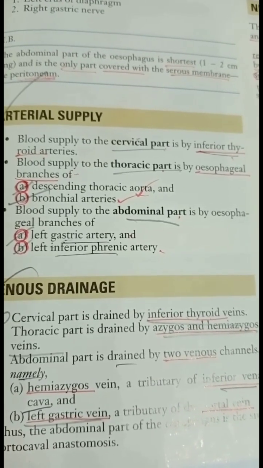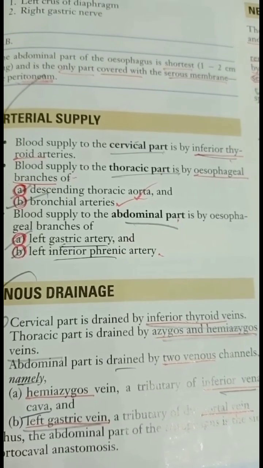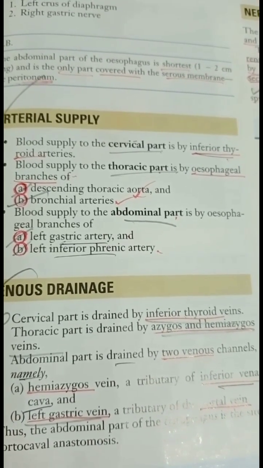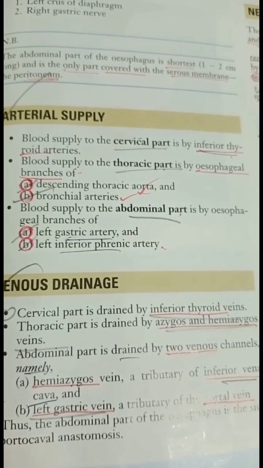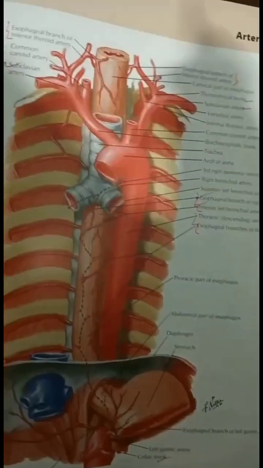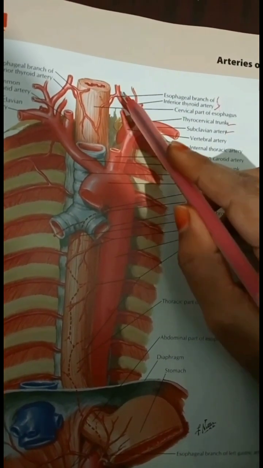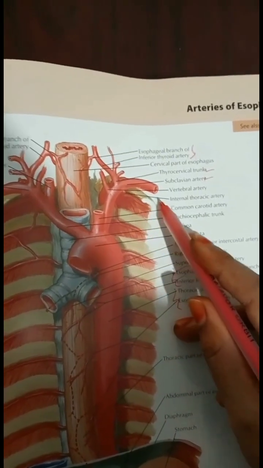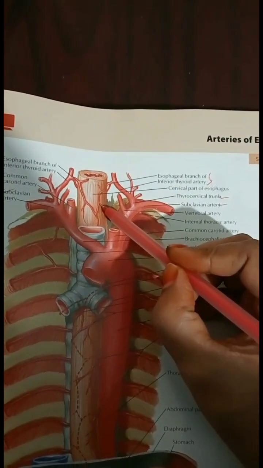Now the arterial supply. The cervical part is supplied by the inferior thyroid artery, and the thoracic part is supplied by the descending thoracic aorta and bronchial artery, both through esophageal branches. The abdominal part is supplied by the left gastric artery and inferior phrenic artery. Here we can see the esophageal branches of the inferior thyroid artery, which is a branch of the thyrocervical trunk, and the thyrocervical trunk is a branch of the subclavian artery. So the cervical part is supplied by the inferior thyroid artery.